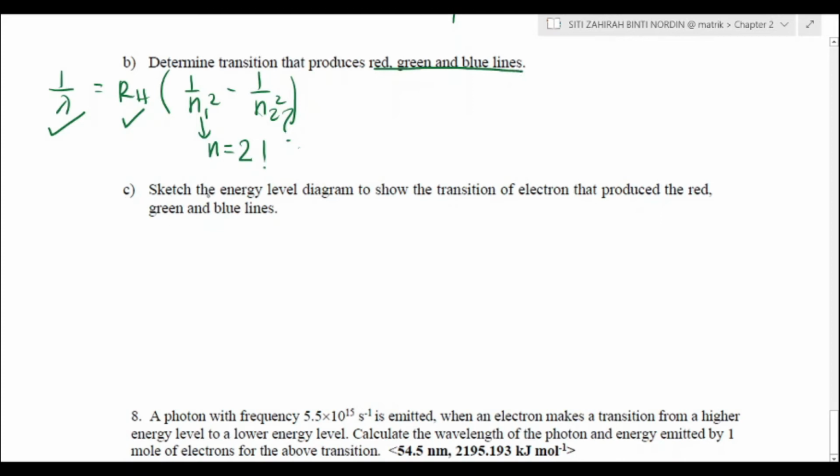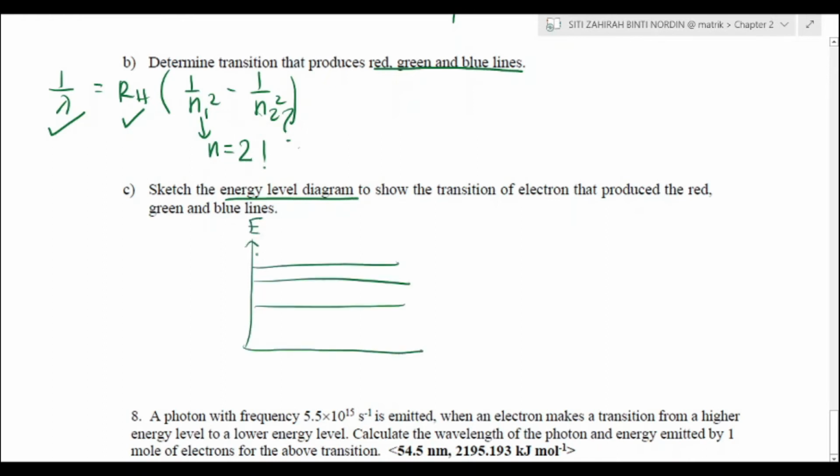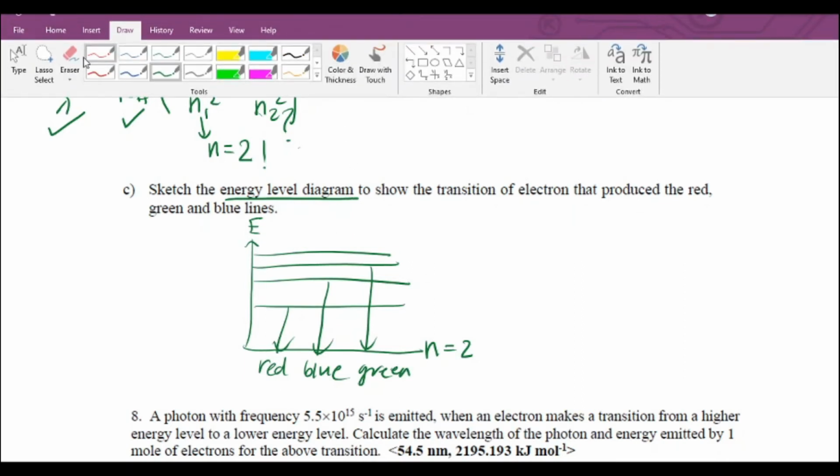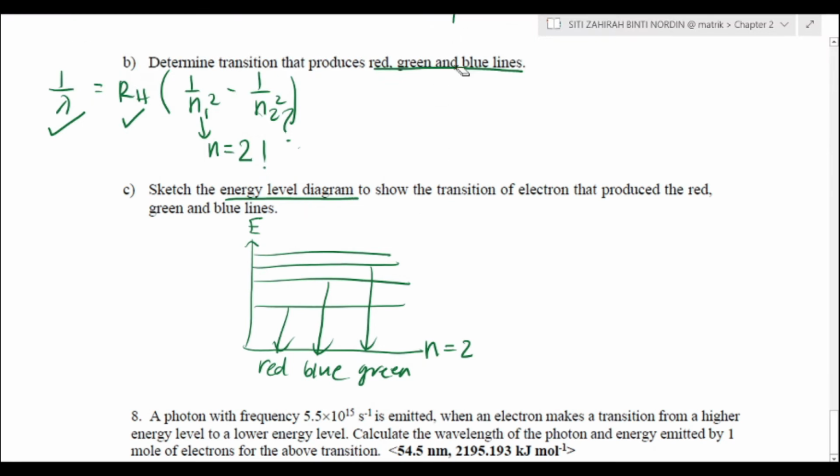C, sketch the energy level diagram to show the transition of electron that produces the red, green, and blue lines. In your energy level diagram, remember that this is Balmer, so the ground state would start with 2. You just need to draw it like this. For example, just mention which one is the red, blue, or green line. You need to figure this out by yourself. This is not the correct energy level diagram.